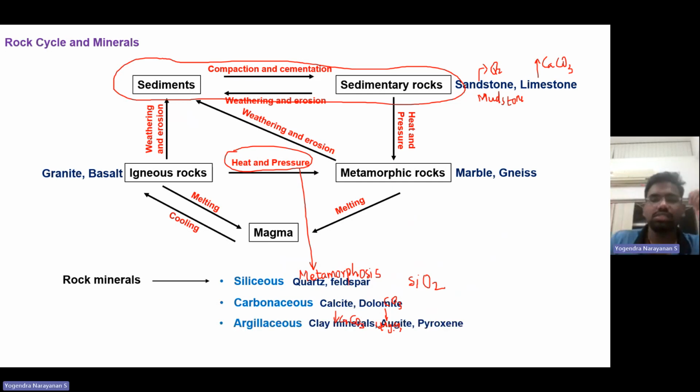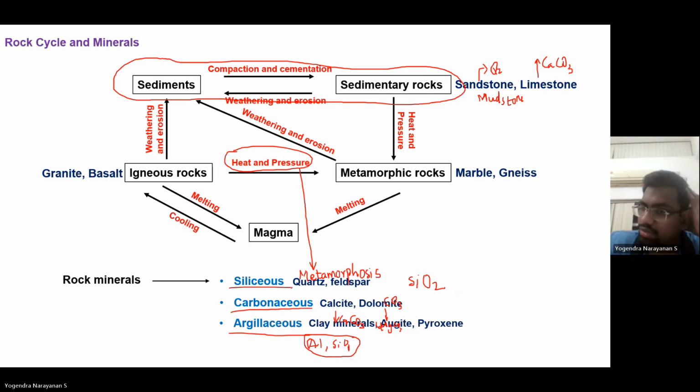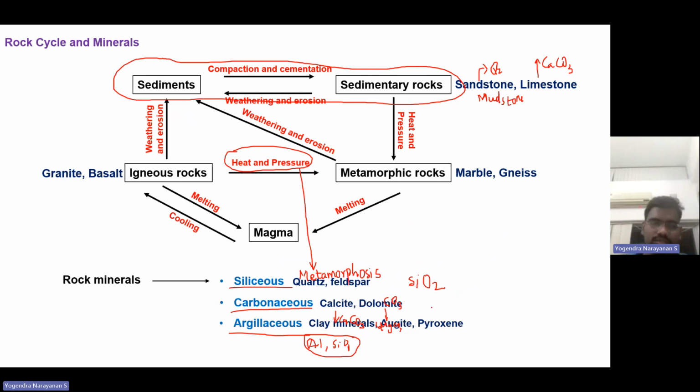Third one is argillaceous clay minerals, which are aluminosilicates. They contain aluminium and silicate, SiO3 means. Combination of this forms argillaceous rocks. These three are the common rock forming minerals, which further results in formation of soils, which contain almost the same mineralogy based on their nature of deposition and the weathering processes.